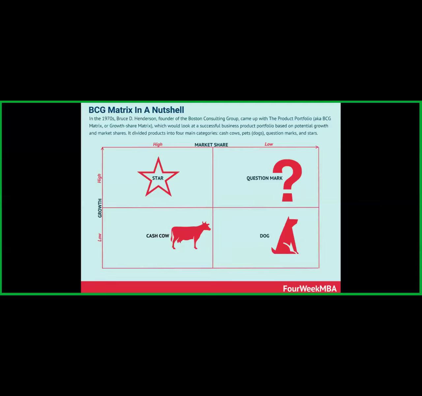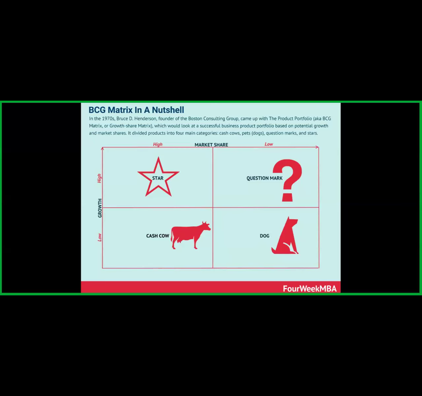Why is the growth coming down? Because although it was a leading brand, it was having a great market share, it was having potential to grow. But the moment the organization stops investing in the growth of that particular product, that growth slowly will come down. That we need to understand.